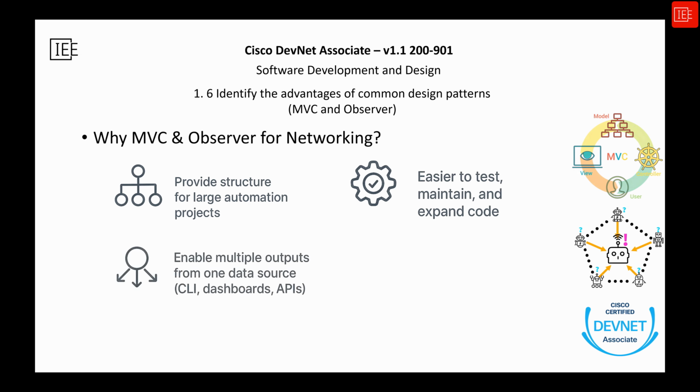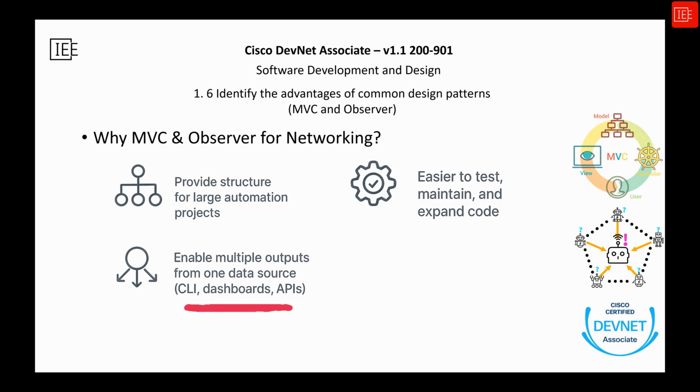Next one, it also enables multiple outputs from one data source. So this is where the observer pattern really shines. I want you to imagine you have one model producing live interface statistics. With Observer, you can have multiple views subscribed to that data, perhaps a CLI view, a dashboard view, and even an alerting system that sends notifications when thresholds are exceeded, for example. The beauty is that you don't need to write separate polling logic for each output. The data changes once, and every observer is updated automatically.